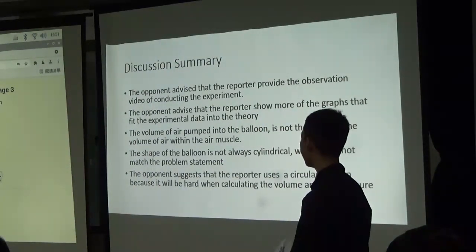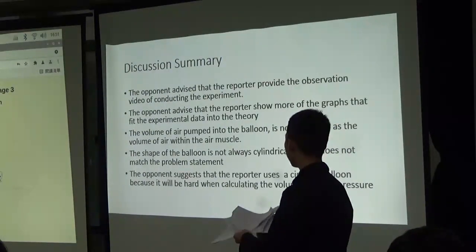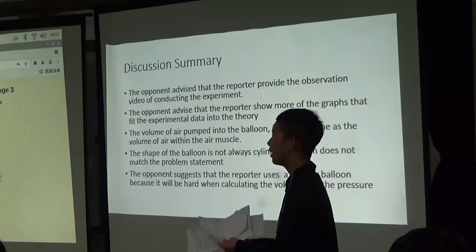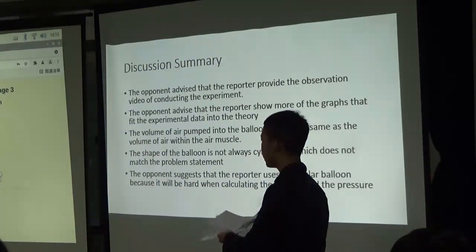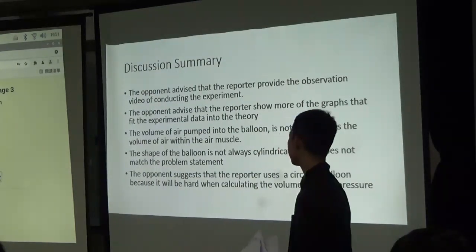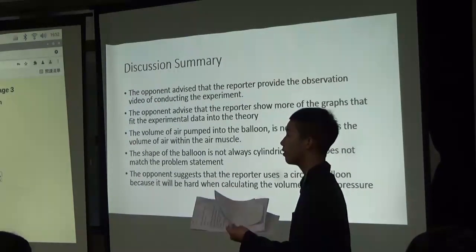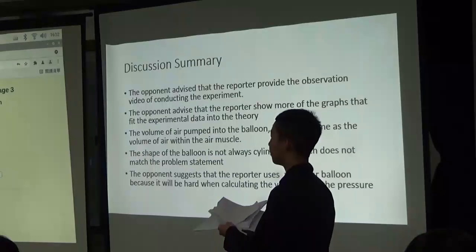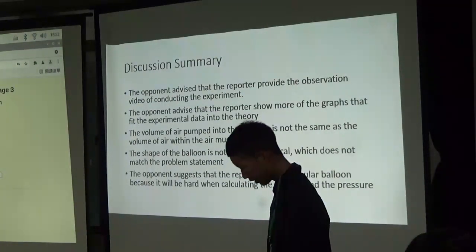And the shape of the cylindrical net is not always cylindrical. So the opponent suggests the reporter ensure the shape of the net matches the problem statement. The opponent also suggests the reporter use a circular balloon, for which we can really calculate the volume of the balloon using its radius. And this is our summary. Thank you.